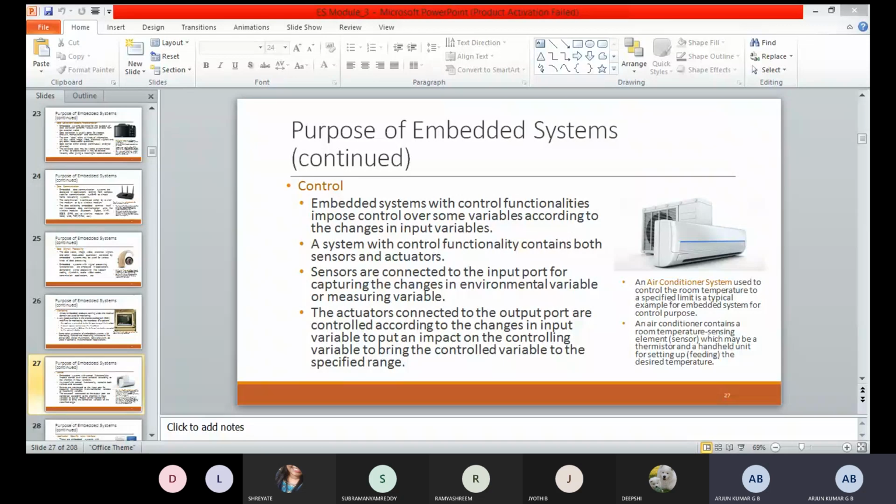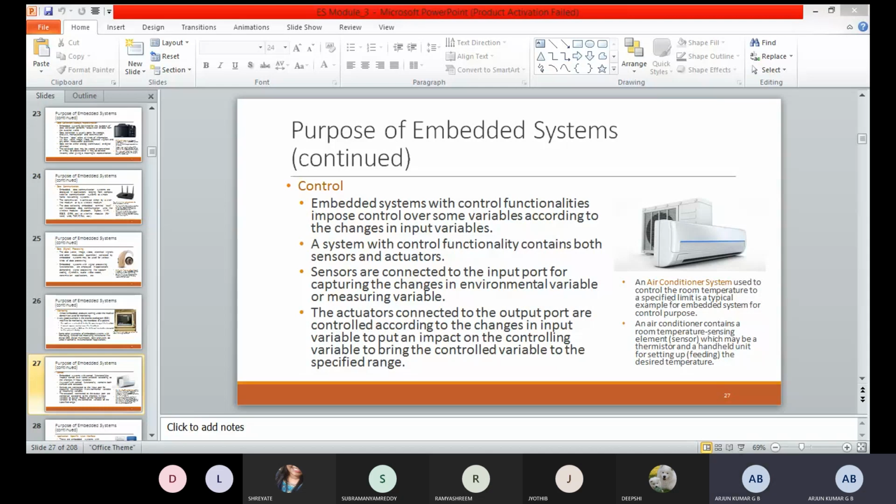Sensors are connected to the input port for capturing the changes in environment variables. In the AC, what is the input? The sensor is a temperature sensor, given as an input to take the present environmental temperature. That is an example for AC. A system with control functionalities contains both sensors and actuators, and actuators connected to the output port are controlled according to the changes in the input variable.